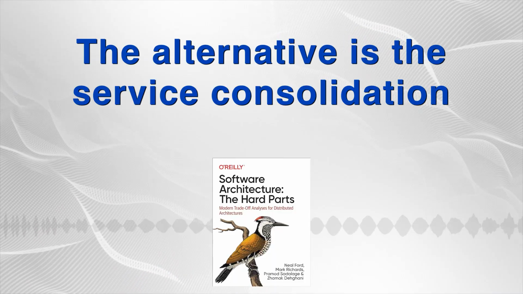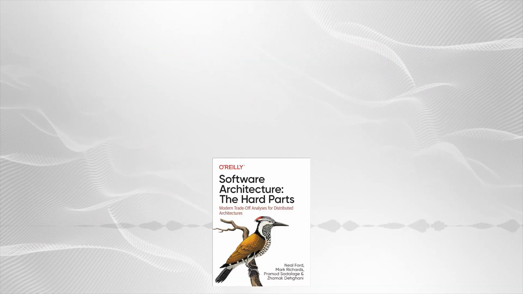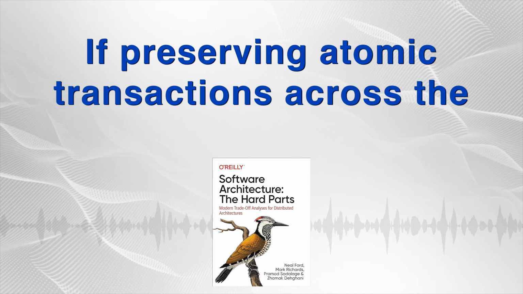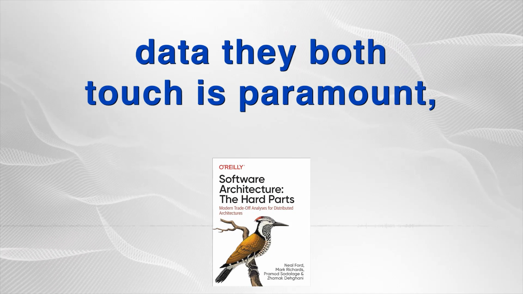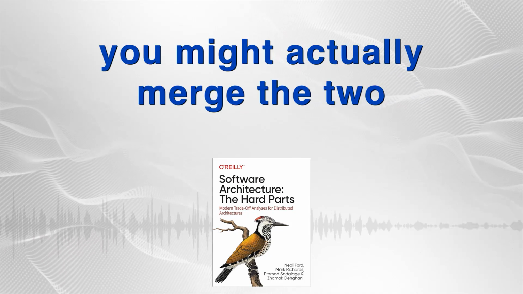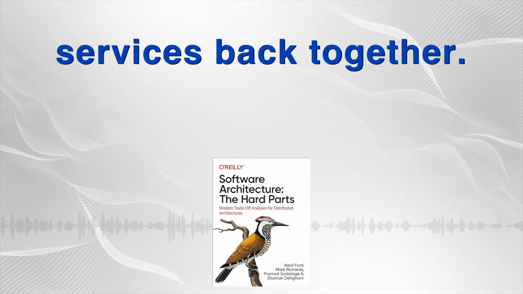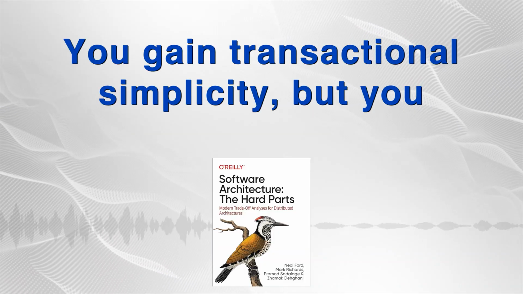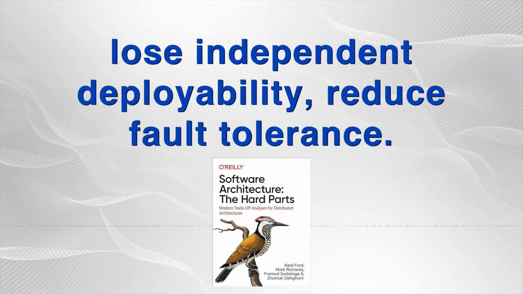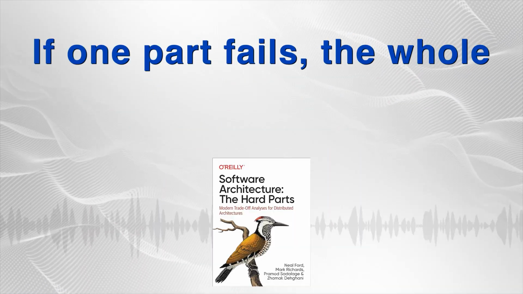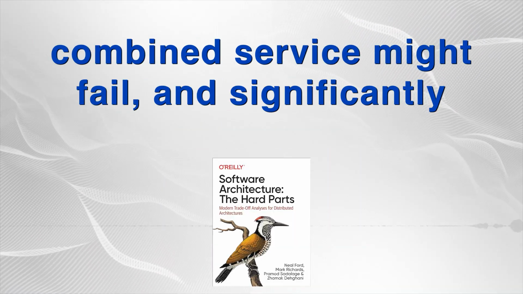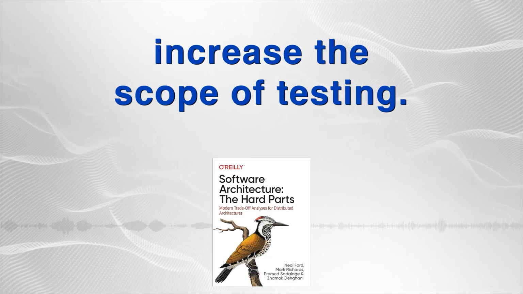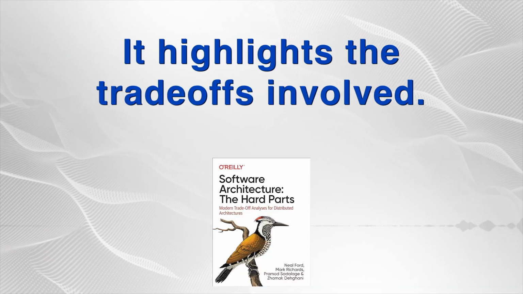Correct. The alternative is the service consolidation technique. If preserving atomic transactions across the data they both touch is paramount, you might actually merge the two services back together. But that's a trade-off. A big one. You gain transactional simplicity, but you lose independent deployability, reduce fault tolerance. If one part fails, the whole combined service might fail, and significantly increase the scope of testing. It highlights the trade-offs involved.